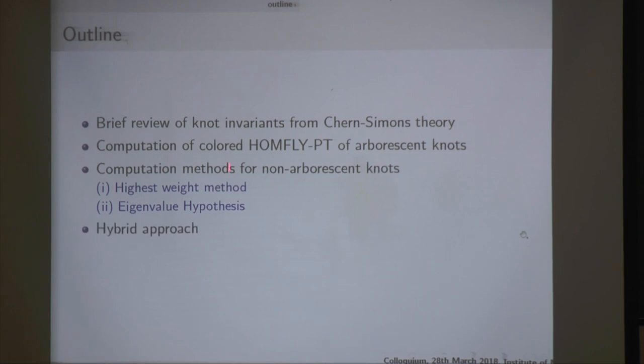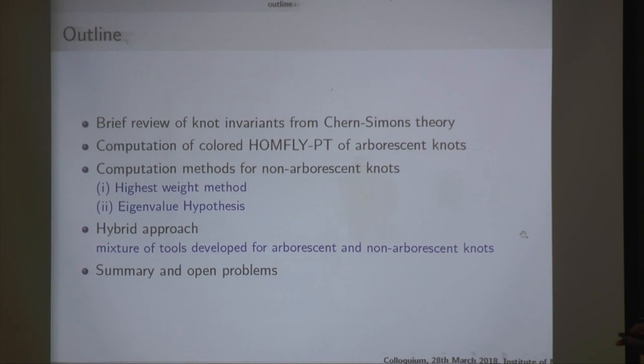And then, as I said, we could mix and match the tools of arborescent knots and the tools of non-arborescent knots to get a hybrid approach where we try and get some more examples which are evaluated. The polynomial form can be evaluated by mixing both the methods. Okay, and then I will summarize.